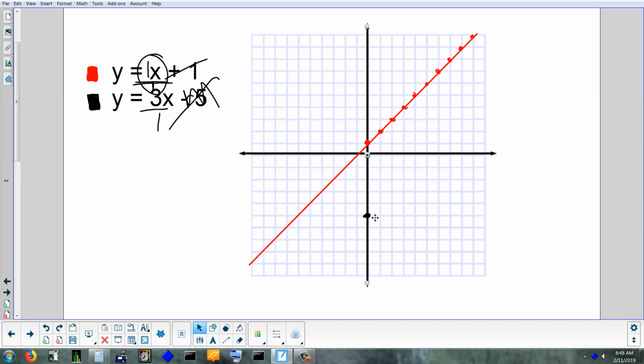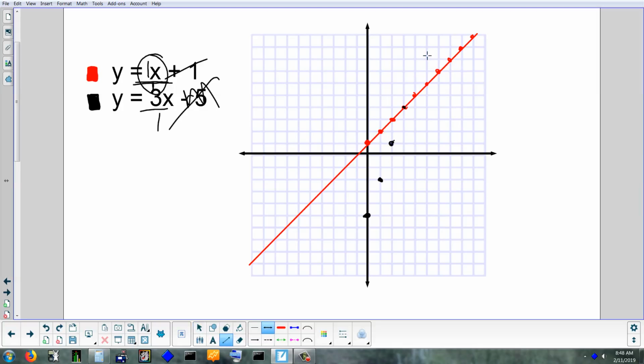So Haley just said, now, I'm just going to keep going. The first time I put my point, I may not end up on the other line. I've got to keep doing my slope until I end up on a point on the other line. So I'm going to go up 3, 1, 2, 3, over 1. Do it again. 1, 2, 3, over 1. 1, 2, 3, over 1. There it is. There's my point.